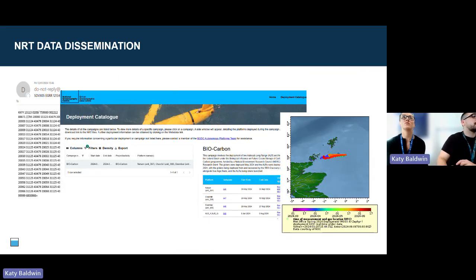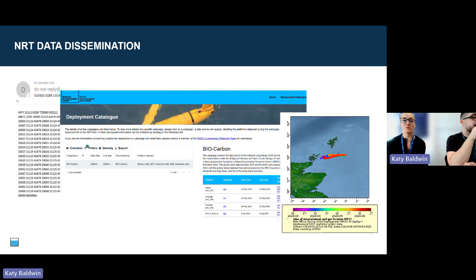Moving on to near real-time data dissemination. Source files are received and processed at BODC, first by converting to our internal file format, and then to community file formats, that being OG1 and CovJSON, that I'll come on to as well, ready for delivery to the scientific community.